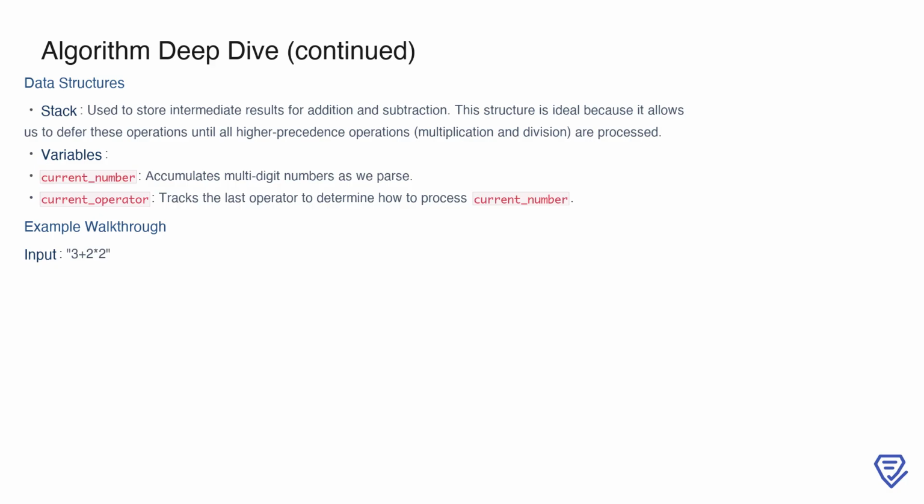The current_number variable is used to accumulate multi-digit numbers during parsing, while current_operator tracks the previously encountered operator to decide how to process the current number. To illustrate, consider the example input 3 + 2 * 2. We will step through the algorithm to see how these components work together to compute the result.